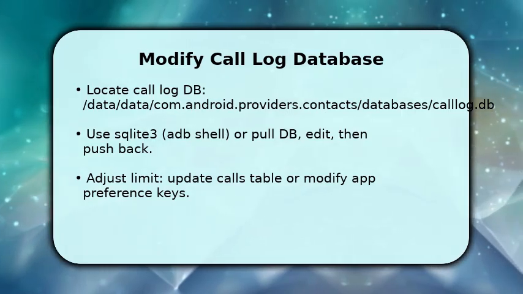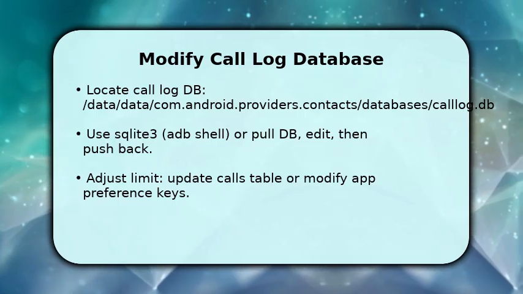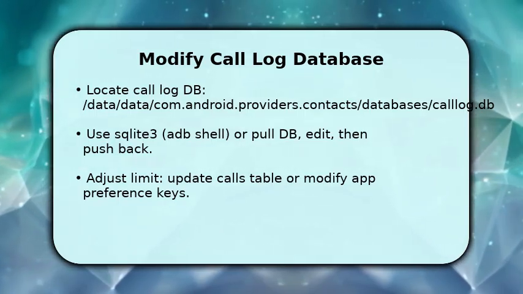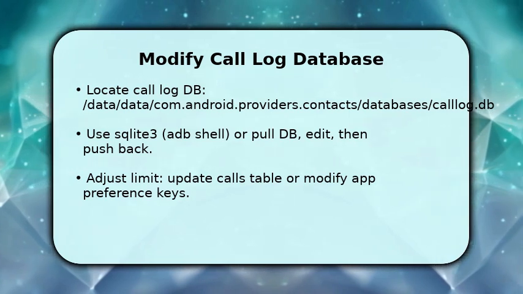Update the calls table or change the app's preferences key that enforces max entries. Make sure to incrementally test by adding calls. If you see corruption, revert to your backup.